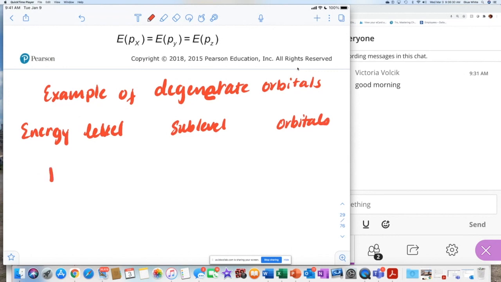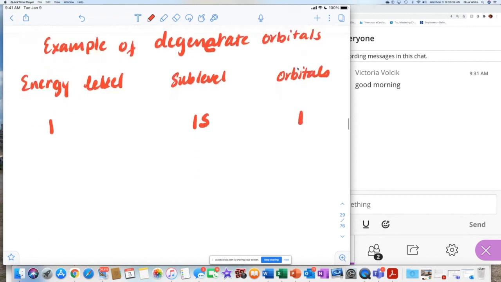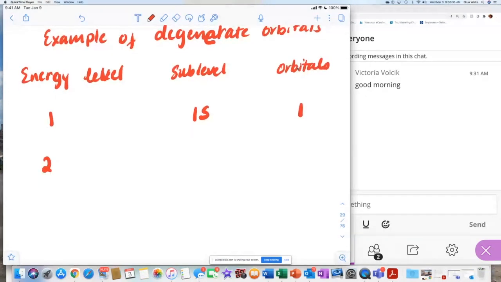Okay. So I'll start with energy level 1. Energy level 1 only has one S. With one S, we only have one orbital, right? With energy level 2, we mentioned this last week, and we're mentioning it again this week twice. With energy level 2, we have 2S, and the S sublevel always has just one orbital. Let me actually write this vertically, it'll be a lot easier for me. 2S still has one orbital.